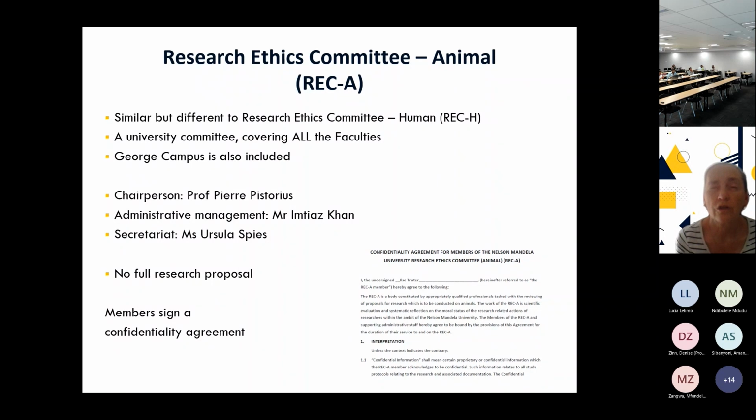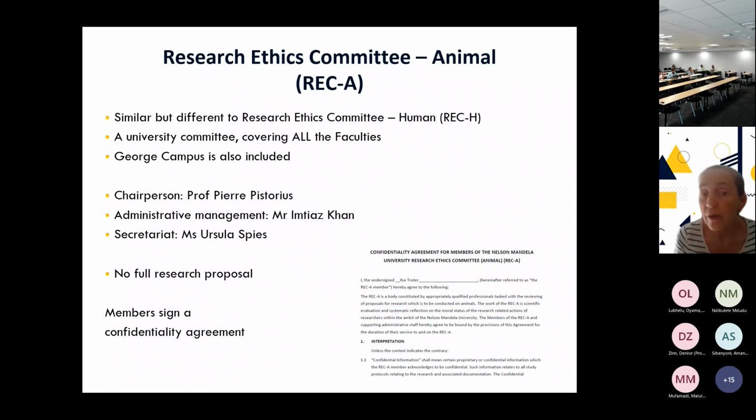We're a small committee, but quite a busy committee. One of the main differences, apart from the fact that we're working with animals and not humans, is that we're not seeing the full research proposal. We only get the ethics form, hence the importance of completing the ethics form comprehensively, covering all the important things that we as a committee need to know before we can approve, refer back or reject the proposal.